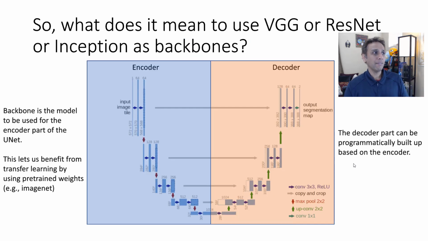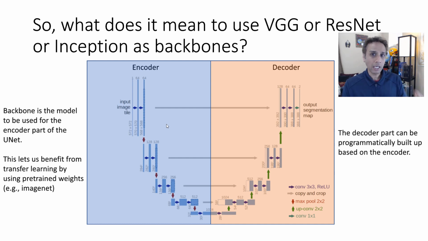At a high level, what does it mean? We talked about this in the last video: what does it mean to use VGG or ResNet or Inception as backbones? For Unet or LinkNet, you have an encoder and a decoder side. The encoder part is where we can use a backbone, for example a pre-trained VGG, and leverage transfer learning. We already have the weights, for example from ImageNet training of VGG. Today we are going to use ResNet, but either way, you have the weights. This is what we mean by the backbone.